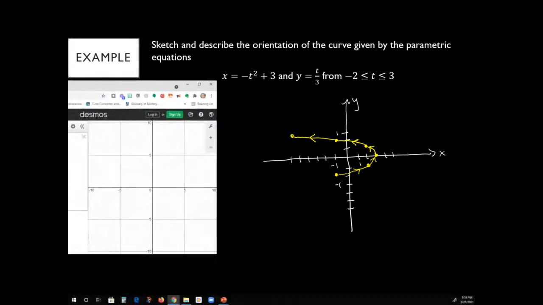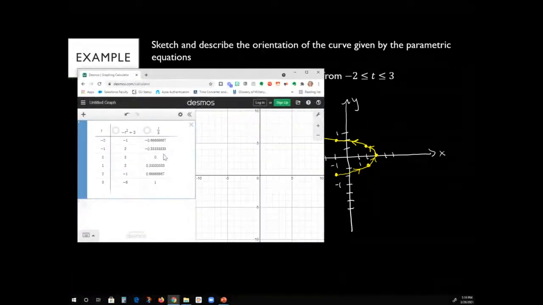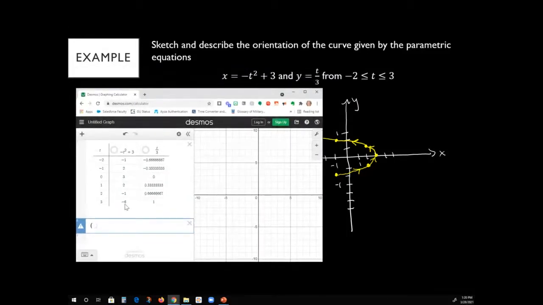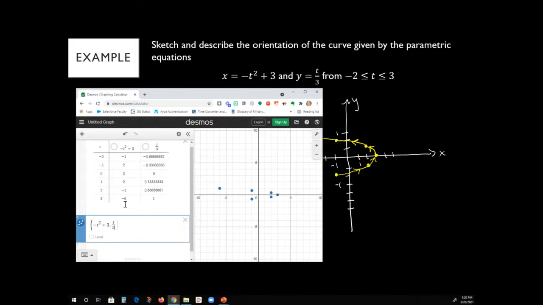So I'm going to bring Desmos back here. As I said, what Desmos did with our table doesn't match our graph at all because it's not trying to do parametric equations. In order to get Desmos to graph parametric equations, you need to put it as an ordered pair. So your x for the ordered pair is -t squared plus 3, comma, and then you put in the y for the ordered pair. And so that will give you the ordered pairs for your parametric equation.